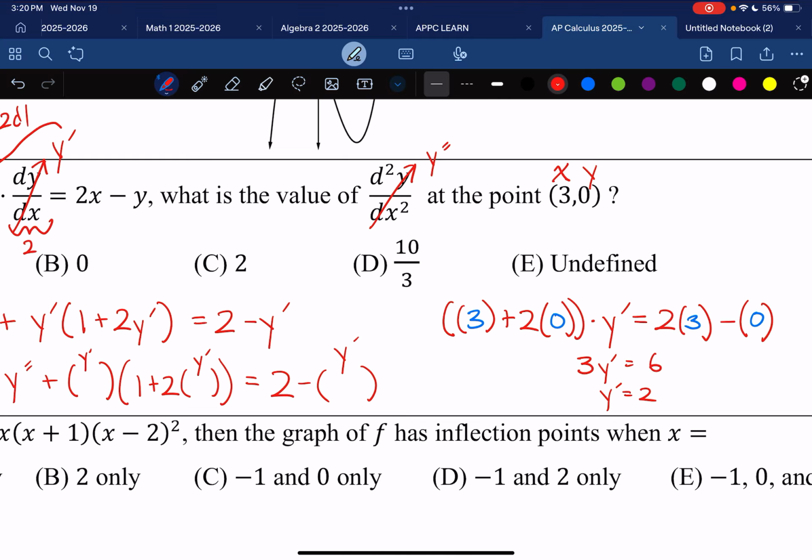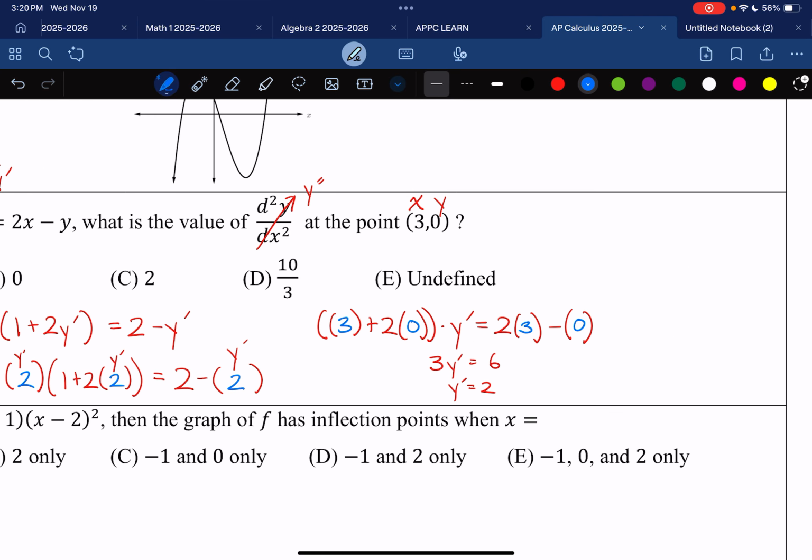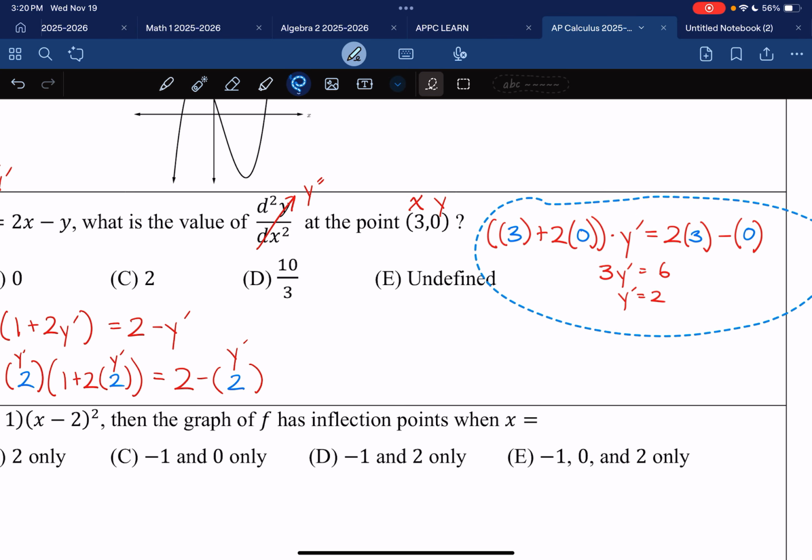Remember all those empty slots that I had for y prime earlier? Those 3 slots are now a 2. So that's a 2, that's a 2, that's a 2. I am running out of room, so you guys are going to have to move up there.